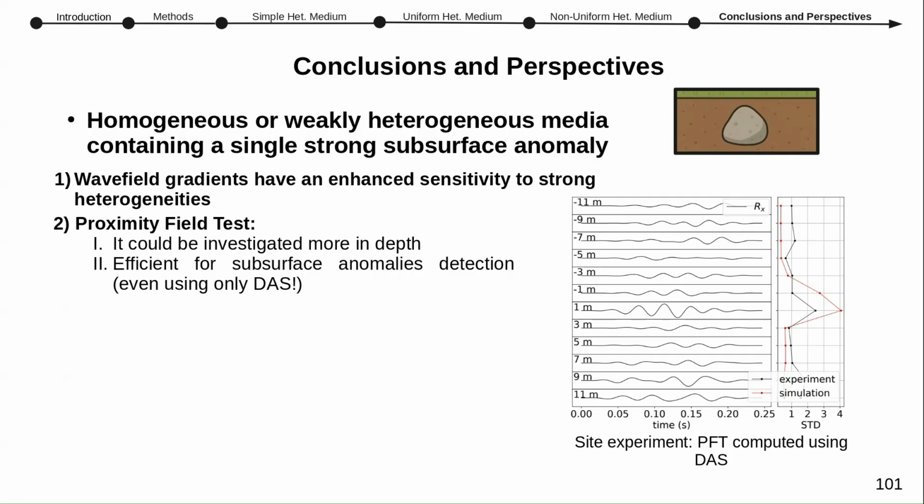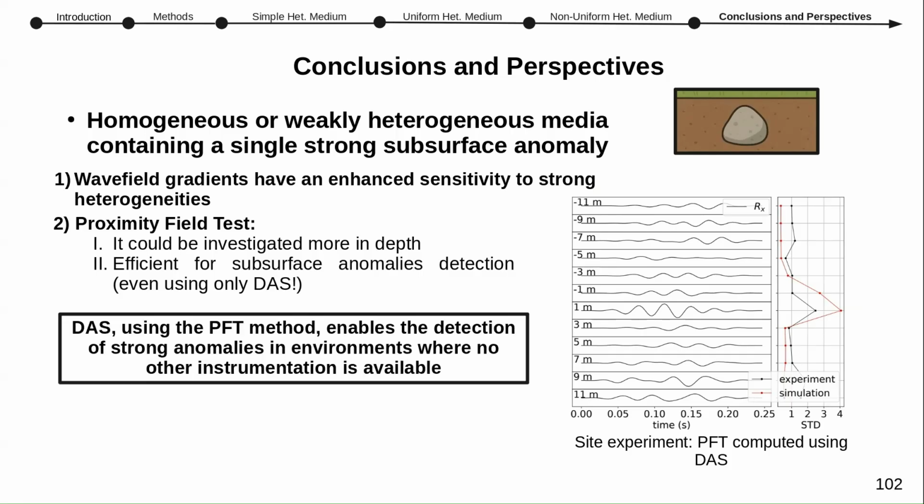And even more interesting is the fact that it works even if we compute it using only DAS data. So this means that DAS using the PFT method can be used for the detection of strong anomalies in environments where no other instrumentation is available, for instance. But this is also important if we want to use DAS data for other applications. For instance, it may be important to know that close to our observation point, there may be a strong scatterer that affects the signal that we observe.